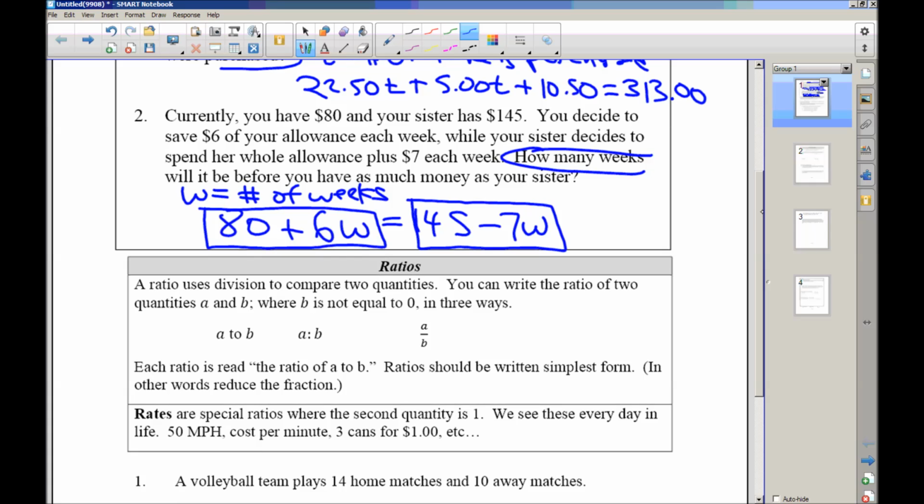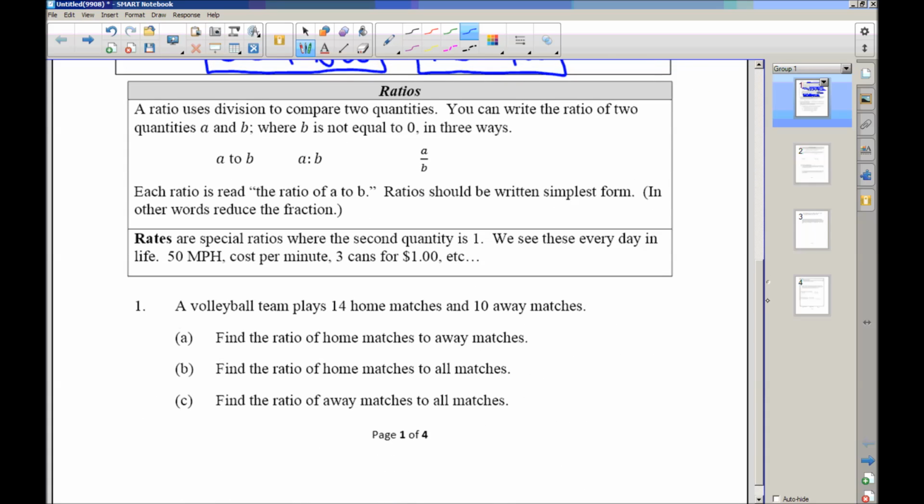All right? So new stuff here, we have ratios. A ratio uses division to compare two quantities. You can write the ratio of two quantities, A and B, where B is not equal to 0, in three different ways. Remember, we can't have a division problem with 0 on the bottom.